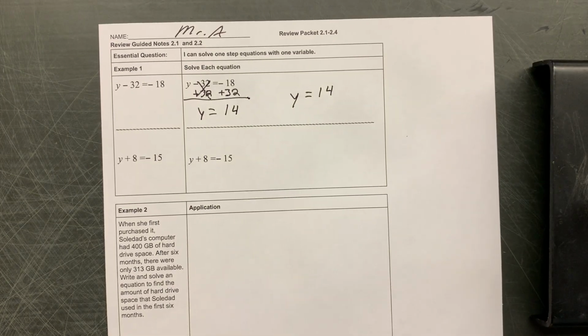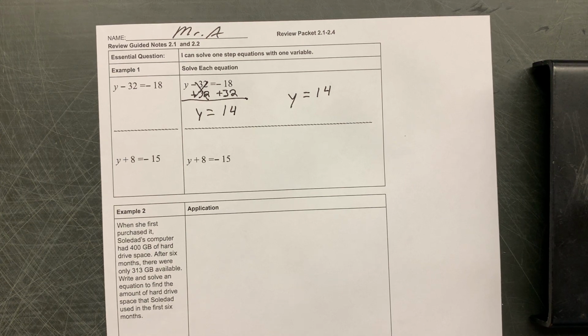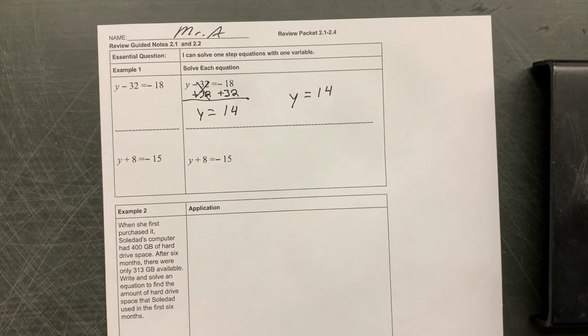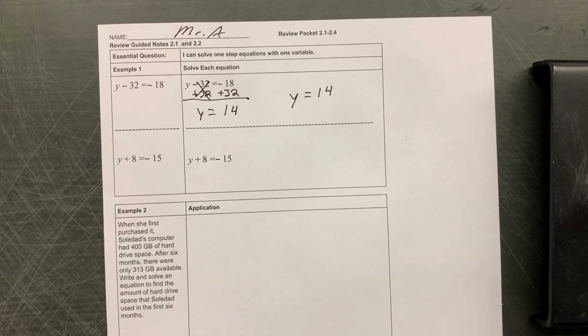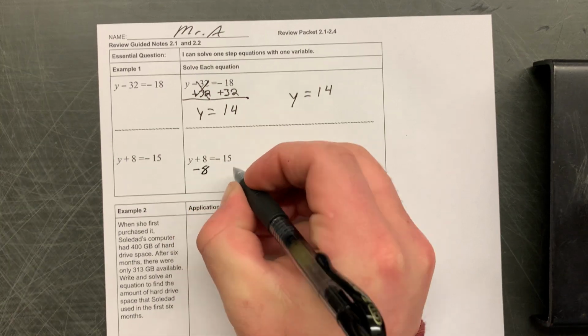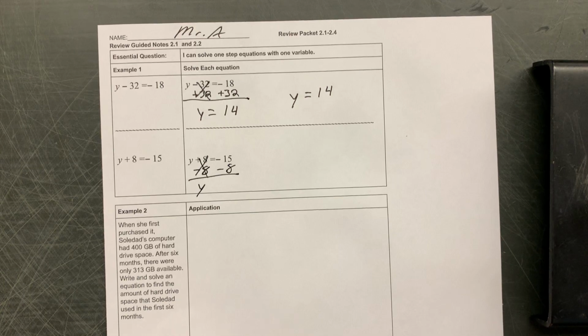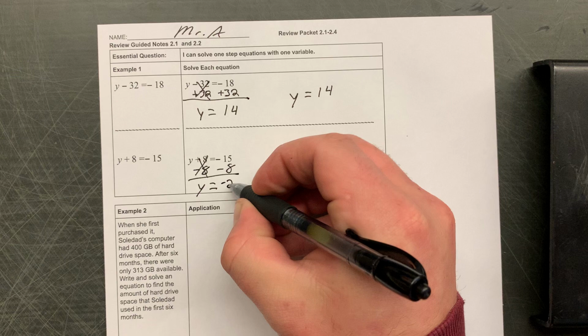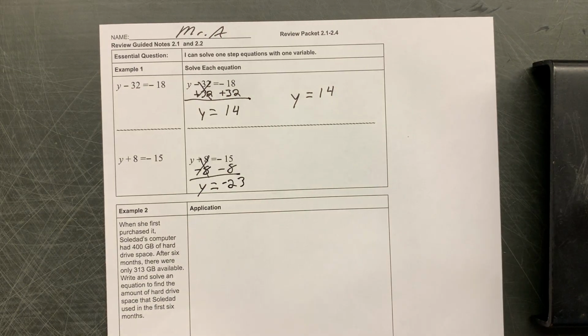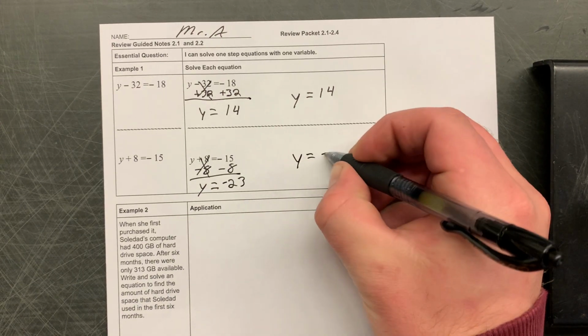I could also put positive 32 minus 18, since it's a negative 18, and it works out to y equals 14. Now if I go down to the bottom, I have y plus 8 equals negative 15. I need to get rid of that plus 8, which means I have to subtract 8. I have two negative values here, so I'm just going to keep getting larger in terms of my negative. So I end up with y equals negative 23 when I add 15 and 8. I have y equals negative 23.